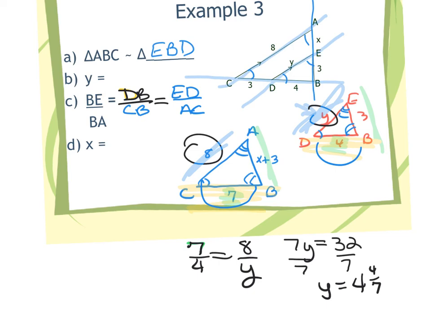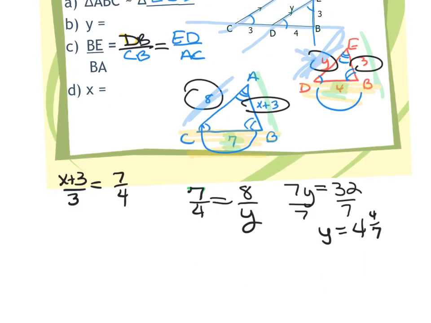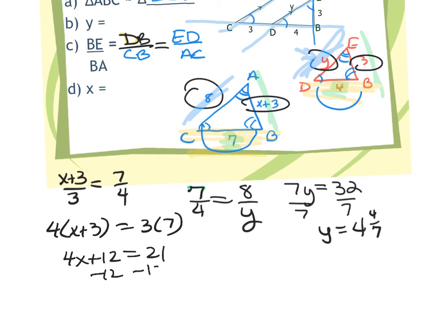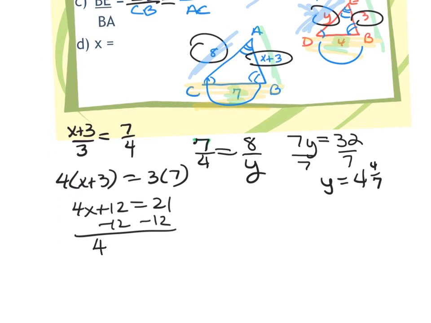Now let's find the value of x. And we can see that x is over here, and it matches with the 3. So we can do x over 3, or x plus 3 over 3, and then use the same scale factor, 7 over 4. So 4 times x plus 3, and then 3 times 7, 4x plus 12. Move the 12. 4x equals 9. Divide by 4. And x equals 2 1/4.